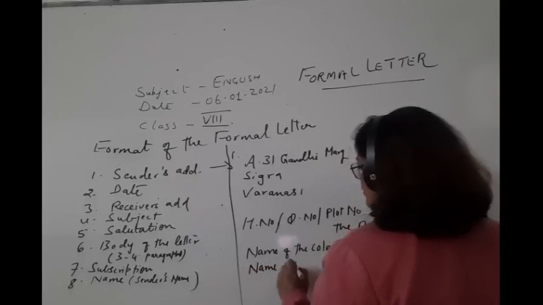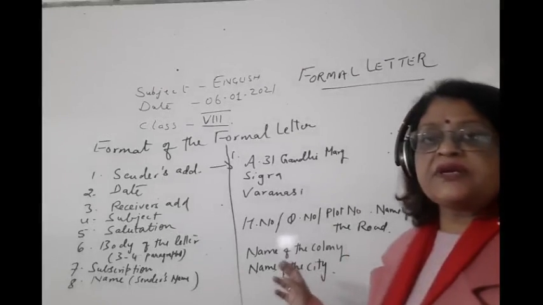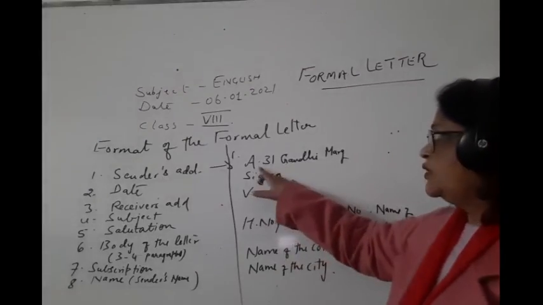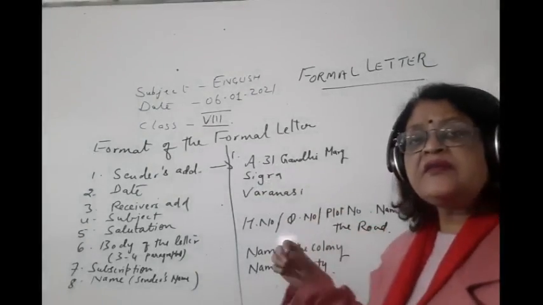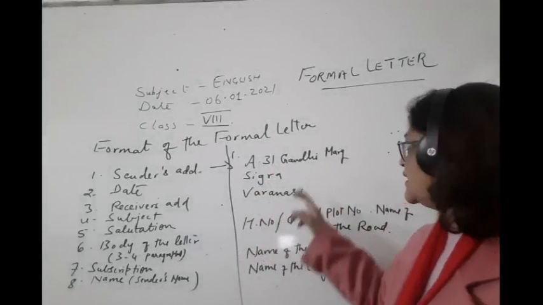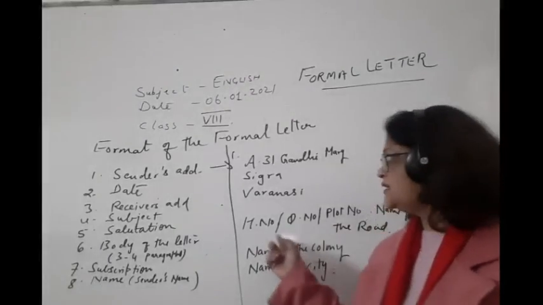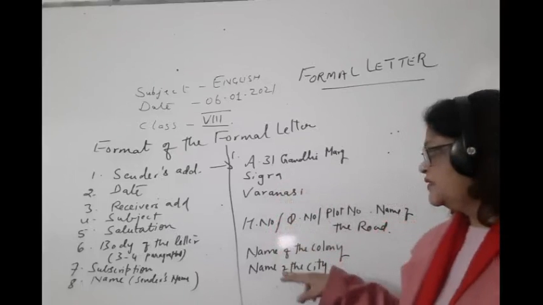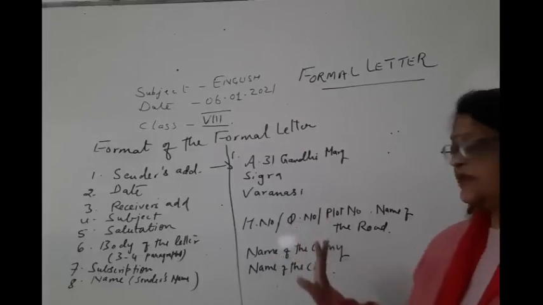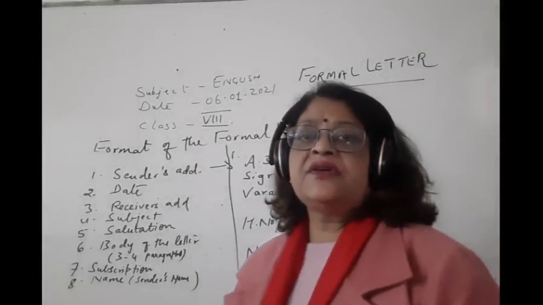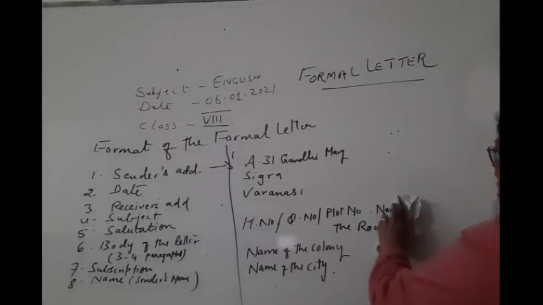So children, these are the things. Whenever you write the sender's address, you have to see: house number, quarter number or plot number, then the name of the road or a landmark like Gandhi Marg, or the name of the street or lane should be there. Then the name of the colony, you can see I have written the name of the colony. Then, children, the name of the city, you can see here I have written the name of the city, Varanasi. Okay, so 1, 2, 3, 4. Four things should be there.